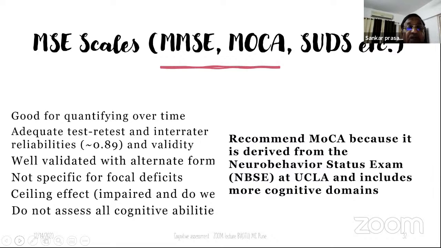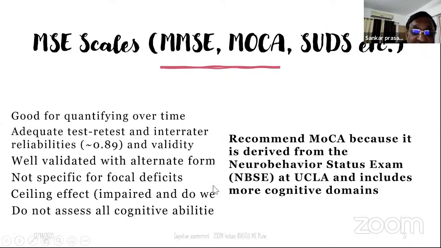Then comes the Mini Mental Status Examination, MoCA, etc. They are good for quantifying over time. Adequate test-retest and interrater reliabilities are there, and they are well validated with alternate forms, but they are not specific for any focal deficit. There is a ceiling effect. We do not assess all cognitive abilities in these tests.